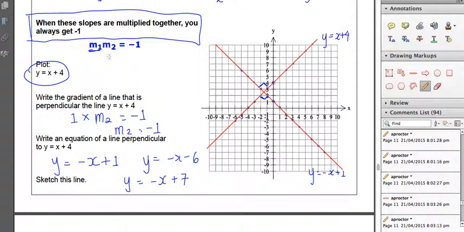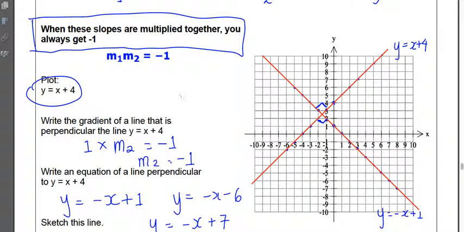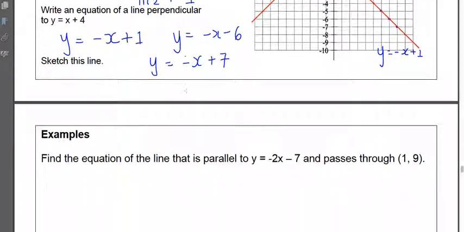So remember, the gradient of the first line, the one that you're given, so that was y equals x plus 4, when you multiply it by the gradient of the perpendicular line, you must get -1. And that's going to help you work out what the gradient is of that perpendicular line. Let's have a look at some examples now.